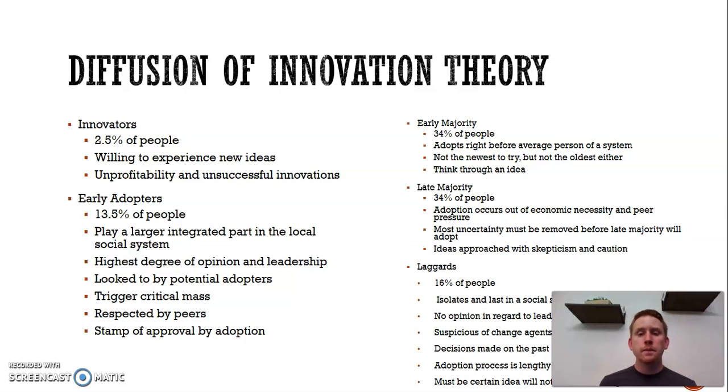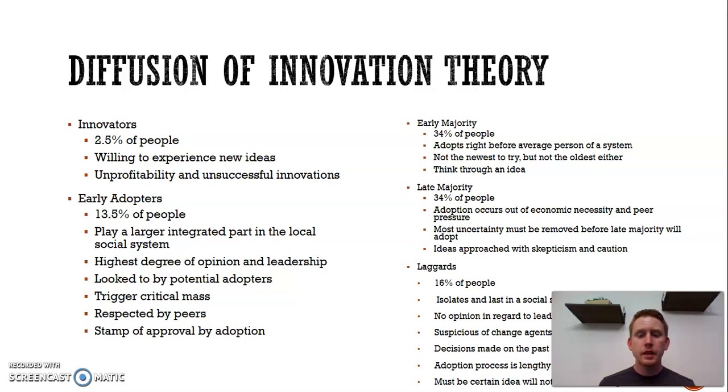The early majority make up about 34% of people. The early majority will adopt an innovation right before the average person of a system. The early majority are not the newest to try an innovation, but they are also not the oldest group to try it either.